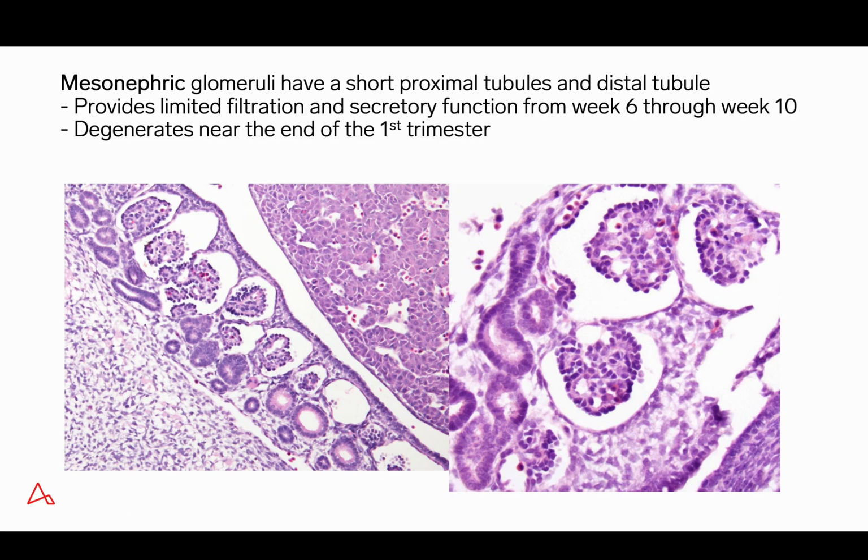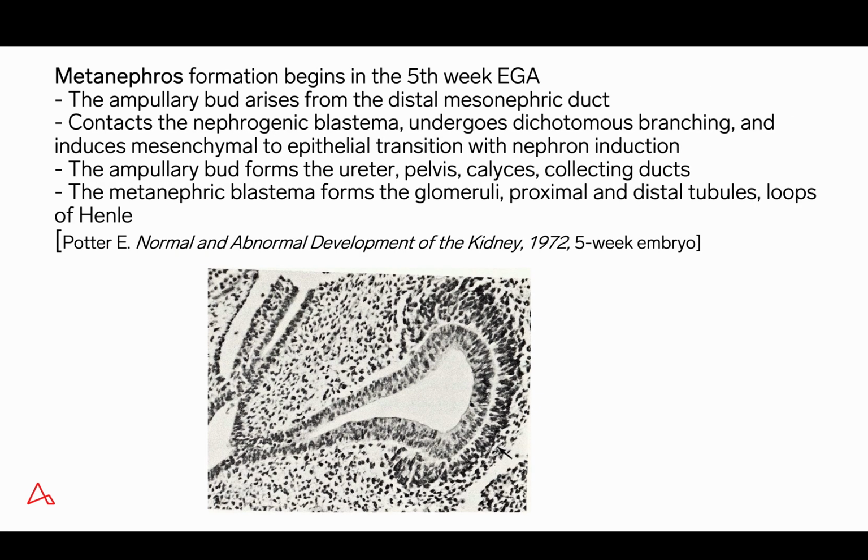This provides limited filtration and secretory function for several weeks from week 6 through 10, and then degenerates near the end of the first trimester. The metanephros formation begins in the 5th week estimated gestational age.